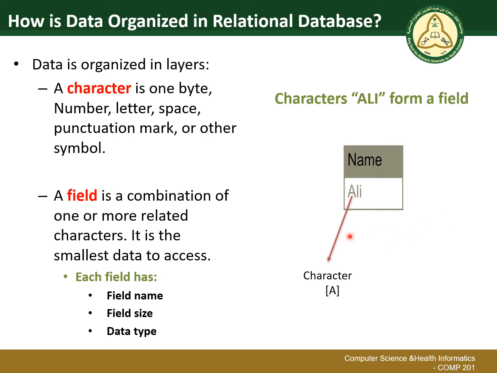The characters will be related and they will combine to make the name of a person. So they will combine to make the field. The field is a combination of one or more related characters, and it's the smallest data to access. Each field will have a name, a field size, and a data type.